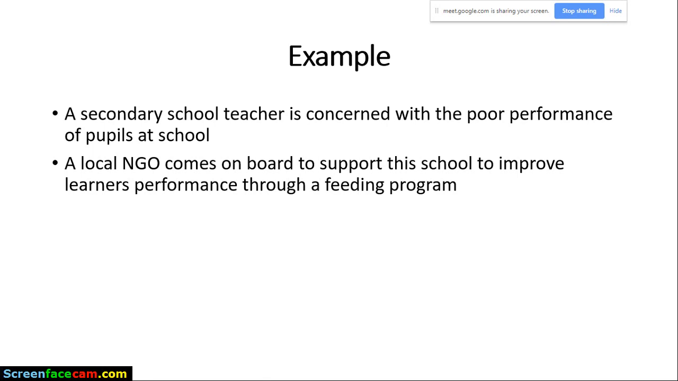So here, looking at this example, the causal factor is that pupils are not having access to proper meals. So that's why this non-government organization is trying to now implement the feeding program. That's a causal factor. That's just an example that I'm giving.